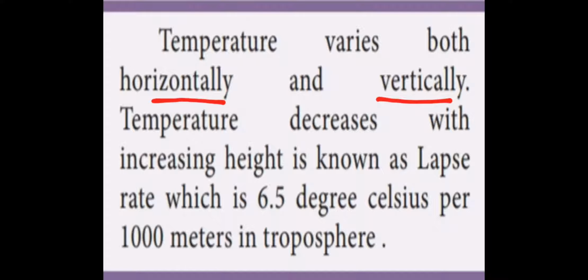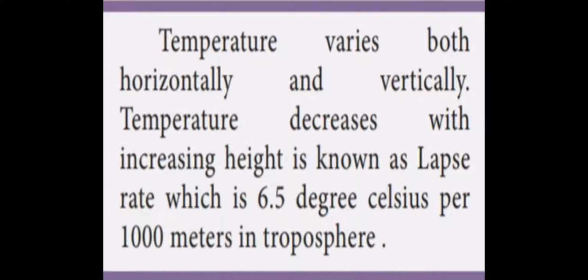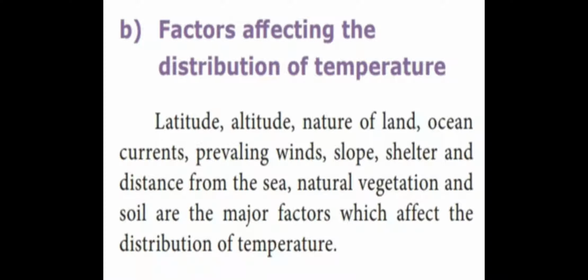Temperature decreases with increasing height, which is known as lapse rate, which is 6.5 degrees Celsius per 1000 meters in the troposphere. Okay, first we saw temperature, and next we are going to see the factors affecting the distribution of temperature. What are the factors affecting the distribution of temperature?